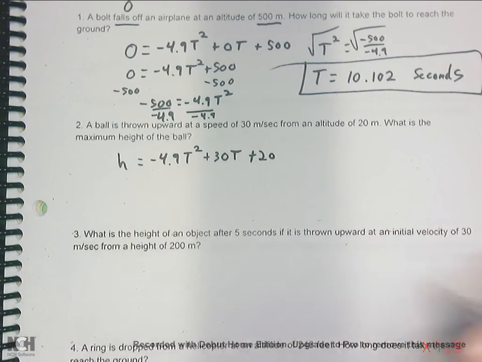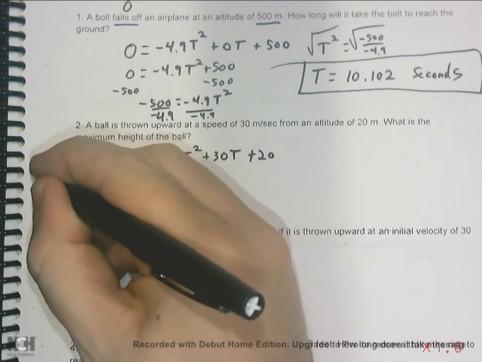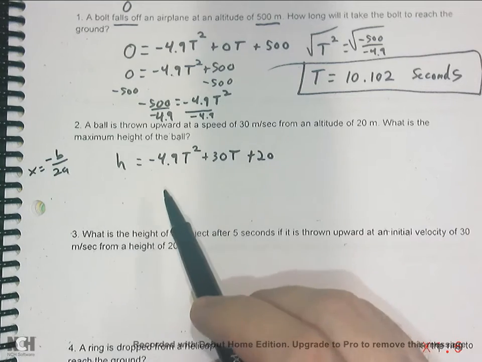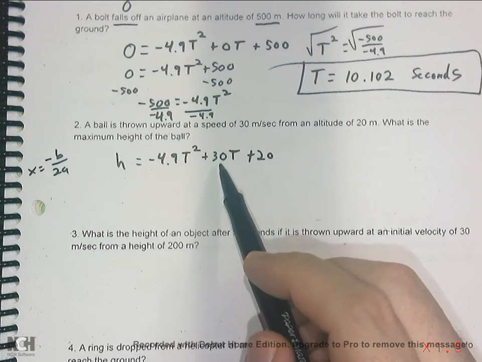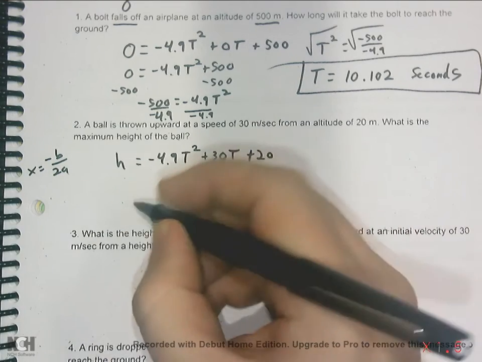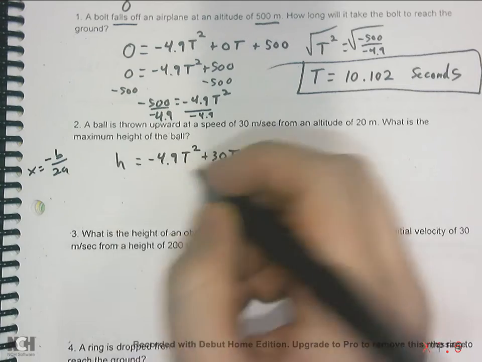So I'm going to go ahead and figure out my axis of symmetry. Now remember, if it's in standard form like this, the easiest way to do that would be x equals negative b over 2a. Well, a here is negative 4.9, b is 30. So if I did, and x is technically t here, right? Sorry, it would be t.